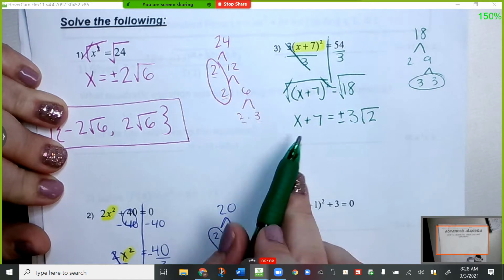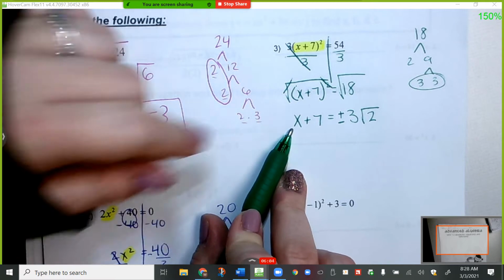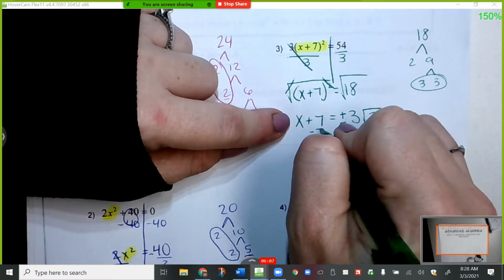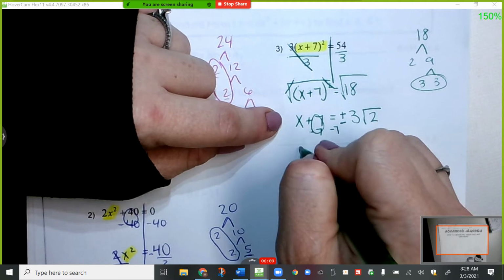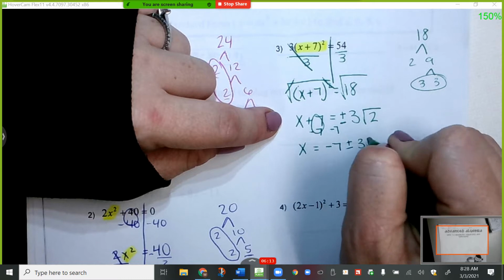But x is not alone, so that's not my solution yet. What do I need to move? The 7. Now, I'm going to tell you it's always easier just to keep it in front. So I get x equals negative 7 plus or minus 3 square root of 2.